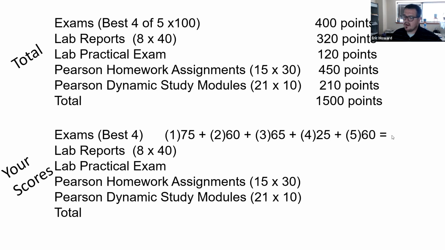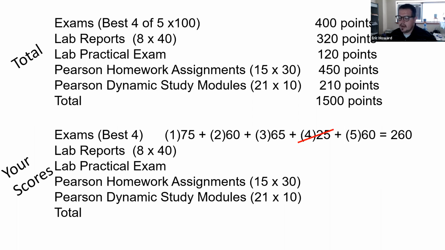Well, we're not going to add all of those up. We're just going to take the best 4. If we added all of them up, it'd be 285. But we're not. We're taking the top 4, because if you had all 5, I'd have to divide it out of 500. This way, we're only going to do it out of 400. So we're going to cut the lowest grade. So in this example, the lowest grade was exam 4. That means that our score is actually going to be 260 for the exams.